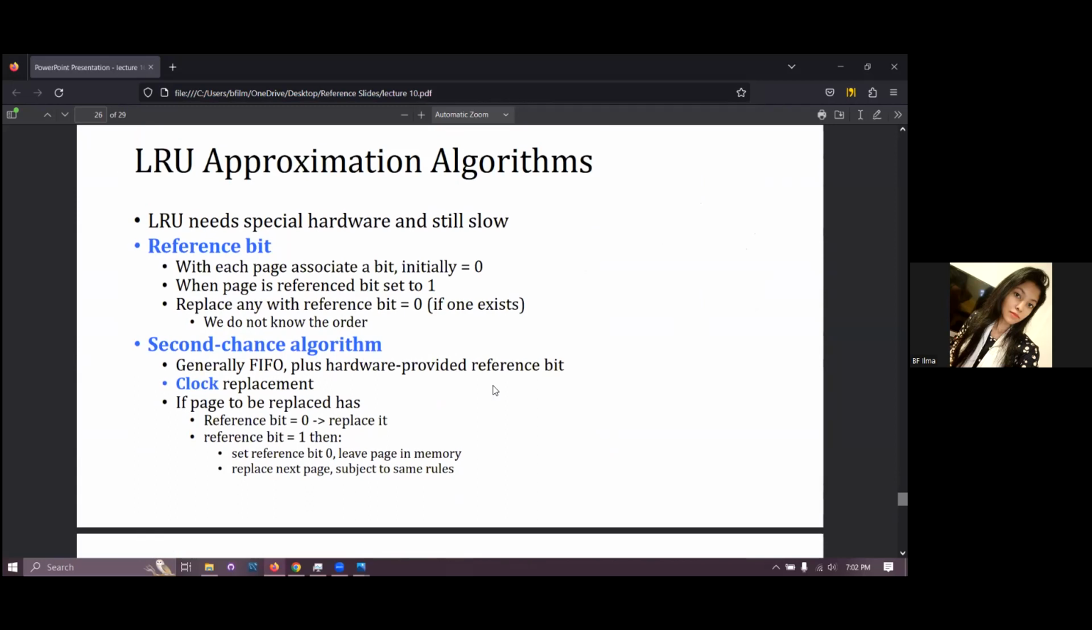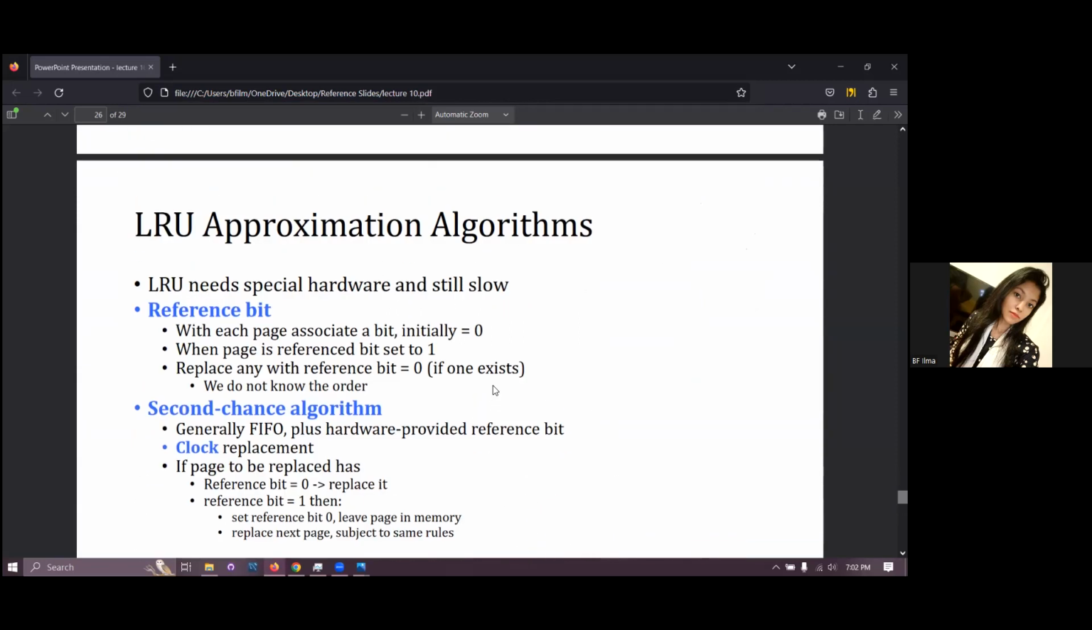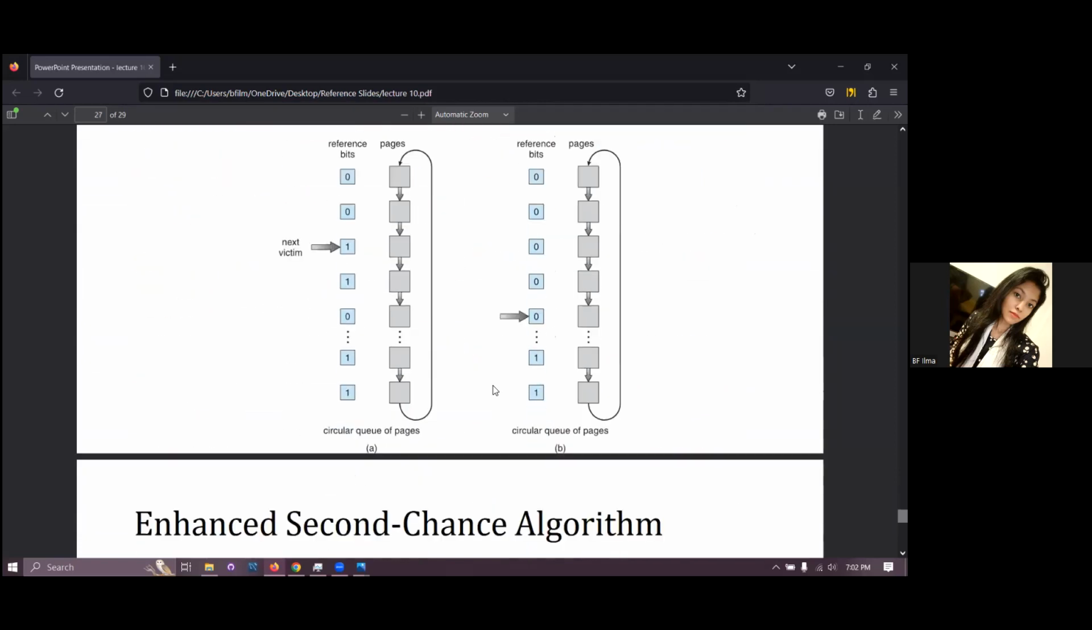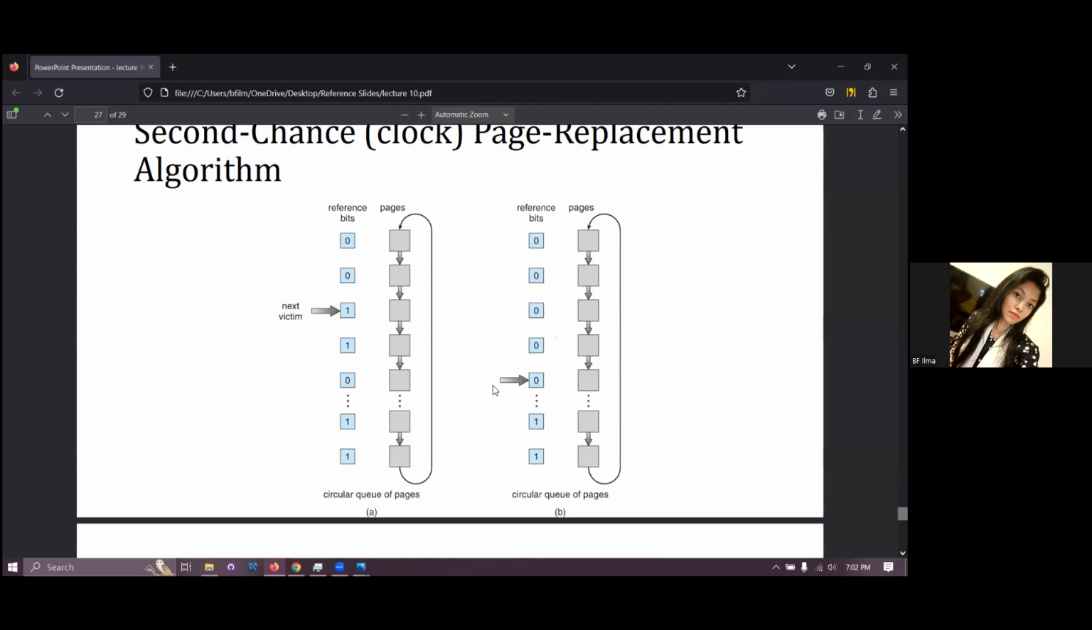Okay, so there's something called the second chance algorithm. This is also similar to the least recently used algorithm. What it does here is basically first in, first out. However, there's a reference bit provided by the hardware to give a second chance for a page to stay in memory.